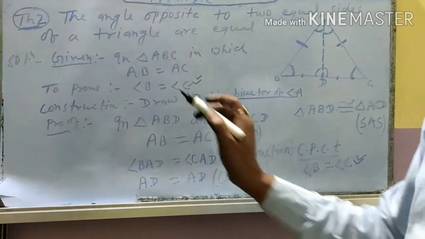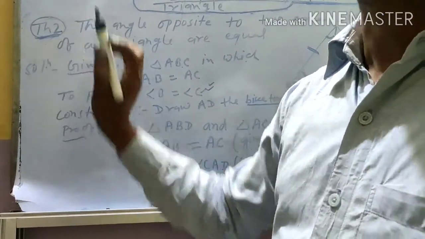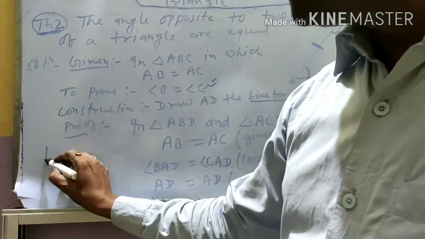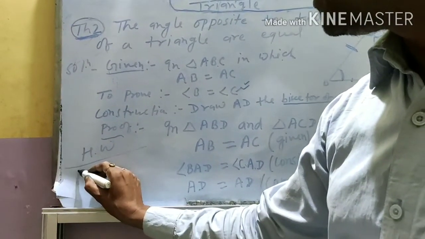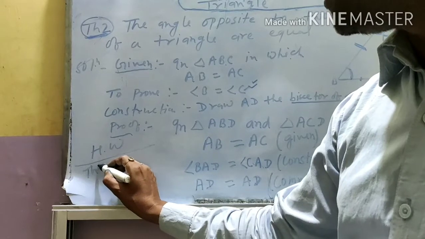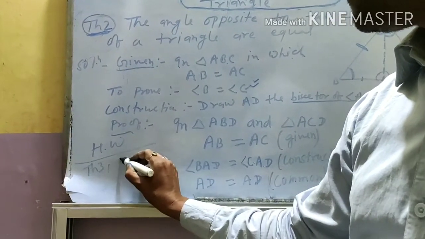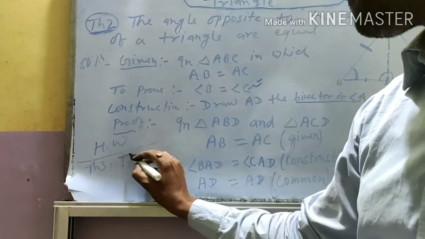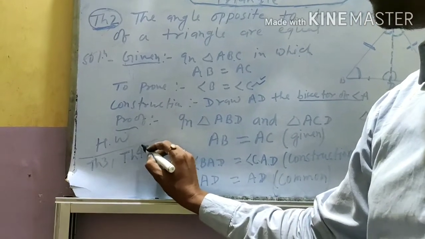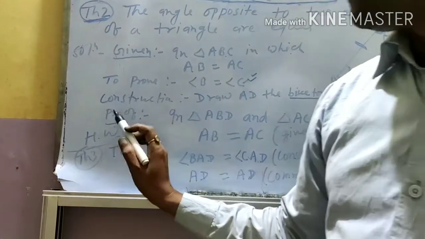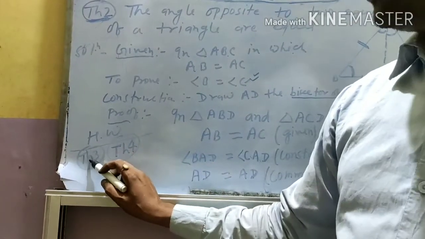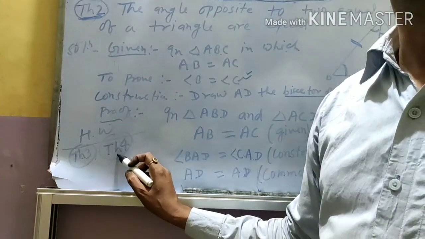Okay, student, I hope you understand this question, theorem number 2. Student, your homework is theorem 3 and theorem 4. Okay, only 2 theorems you will do, and do the fair copy. Okay, student, your homework is only theorem 3 and theorem 4.